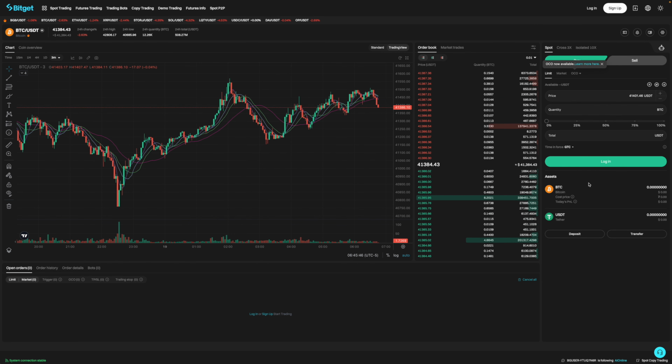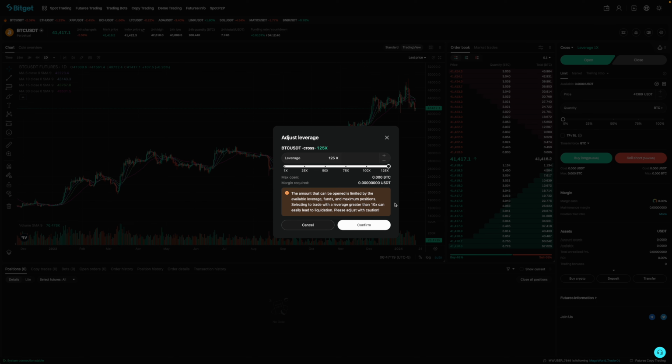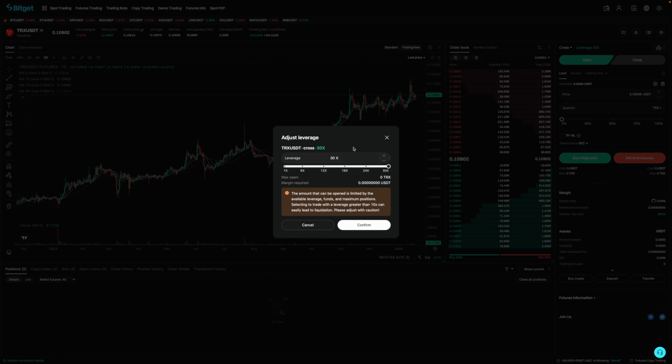So if we go back to Bitget's spot market, we can see that for Bitcoin, the maximum amount that you can leverage is 10x. That's if you select isolated. If you select cross, however, then it's only 3x. Now, if you take a look at Shiba, you can see that for cross, it's maximum 3x, and for isolated, it's only 5x. As for futures, you can see that for Bitcoin, the maximum leverage is 125x. However, for other coins like TRX, the maximum leverage is 30x.